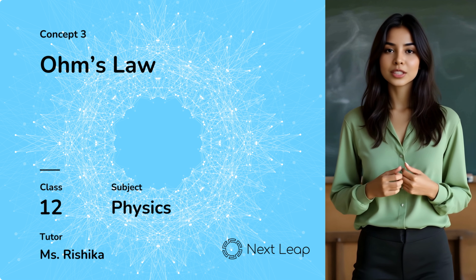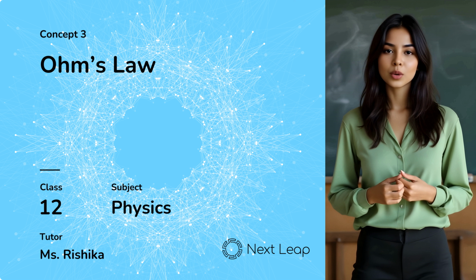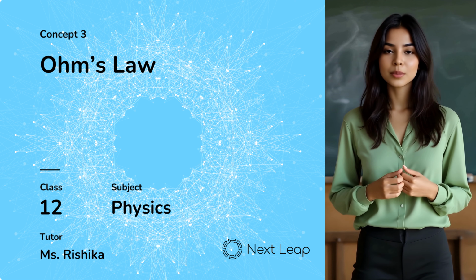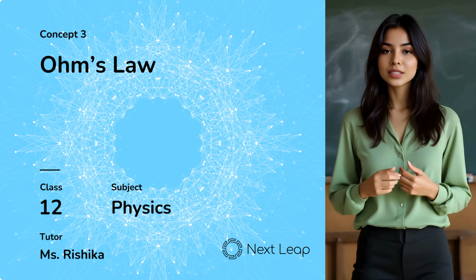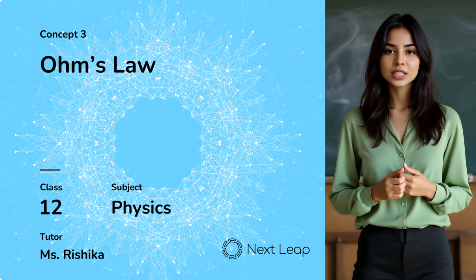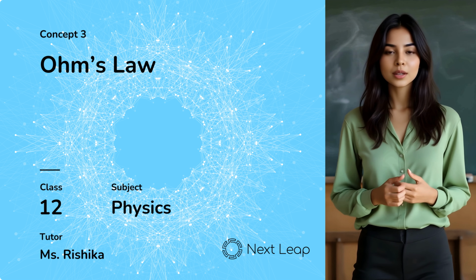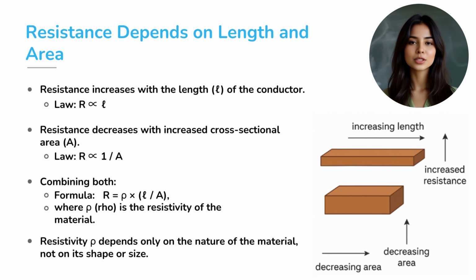The unit of resistance is the ohm, spelled OHM, and written using the symbol omega. Resistance depends on the type of material and the size of the conductor. Now let's explore what affects resistance.